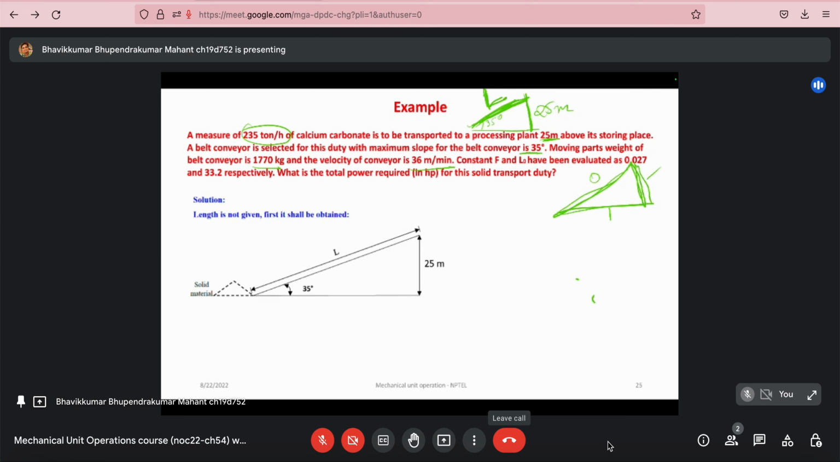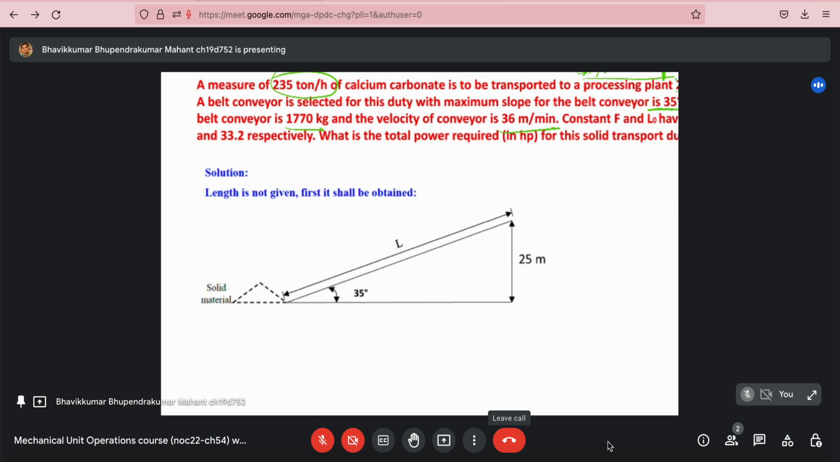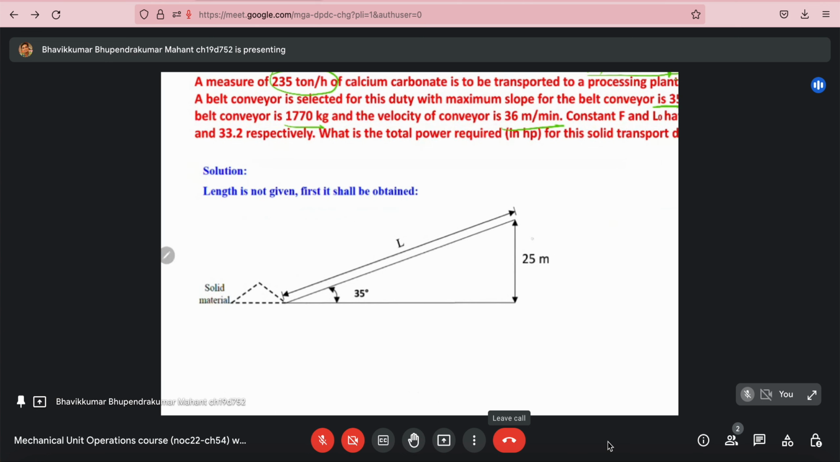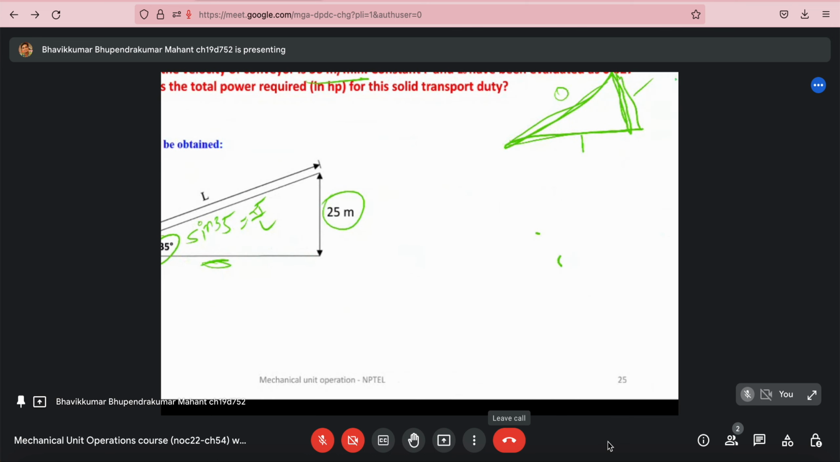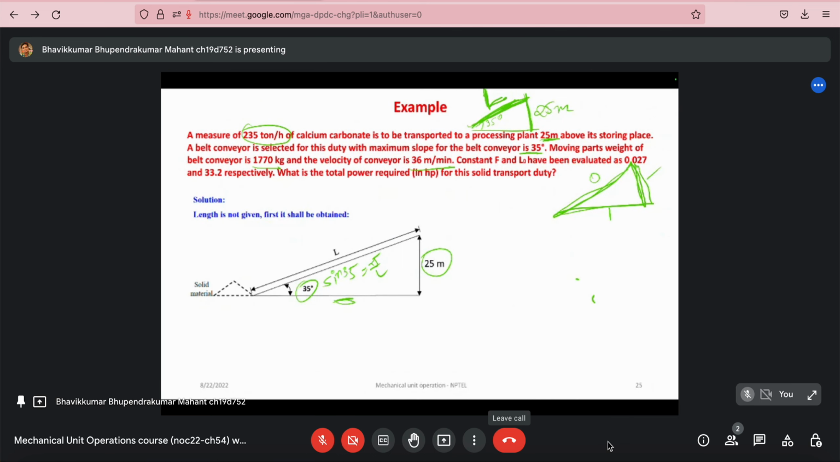Here a solid material needs to be transported from one place to another, and we have the values of 25 meters and 35 degrees. We don't have the length, but obviously by using sine 35 equal to 25 by L, we can get the length of the conveyor. Sine 35, 25 by L equals 43.6 meters. So the total length is 43.6 meters.